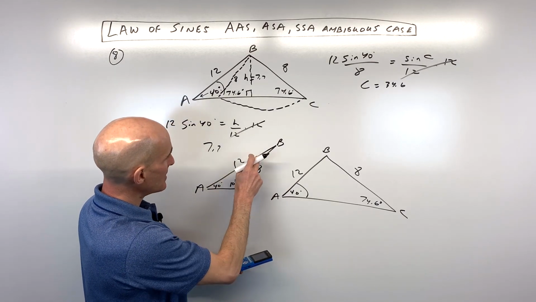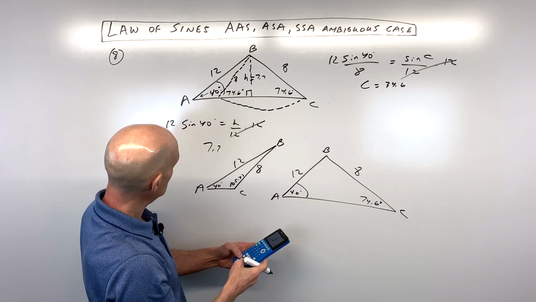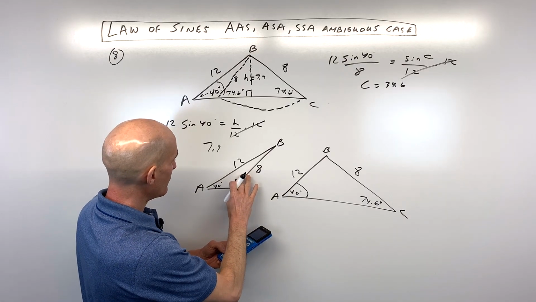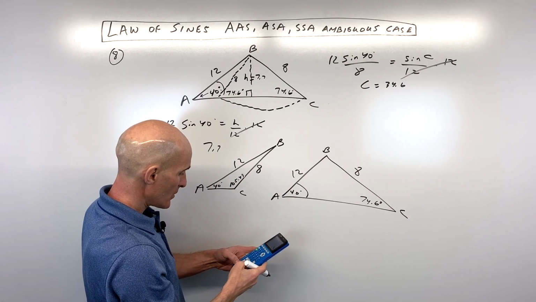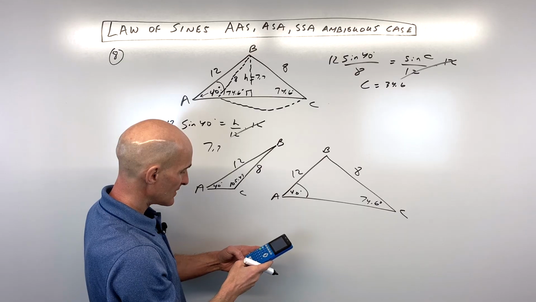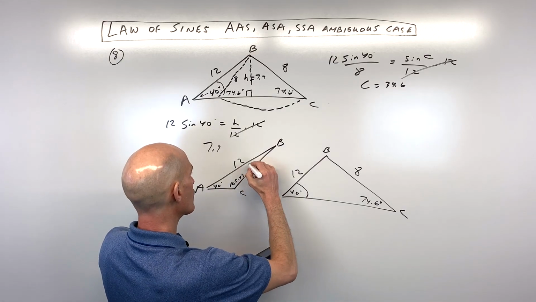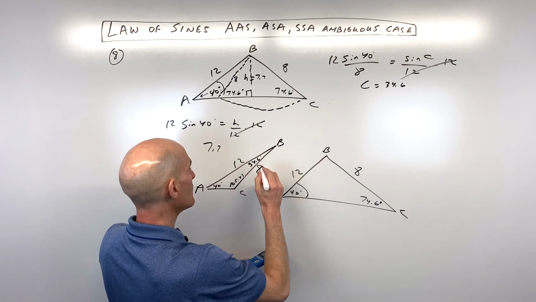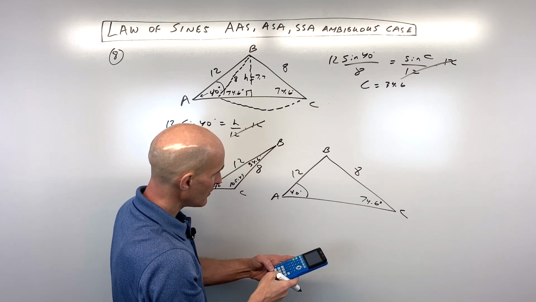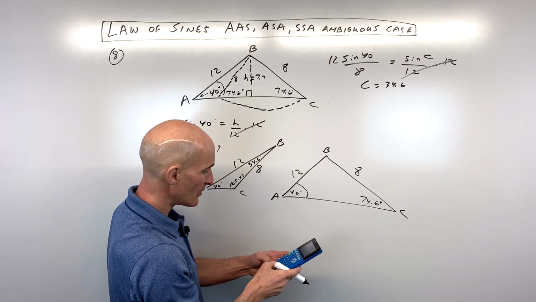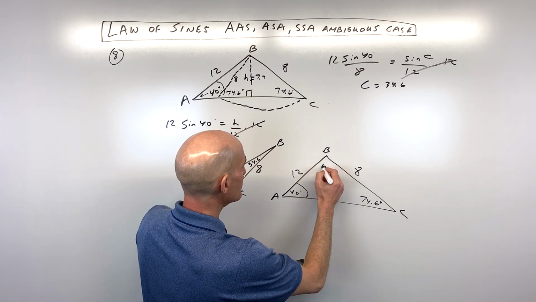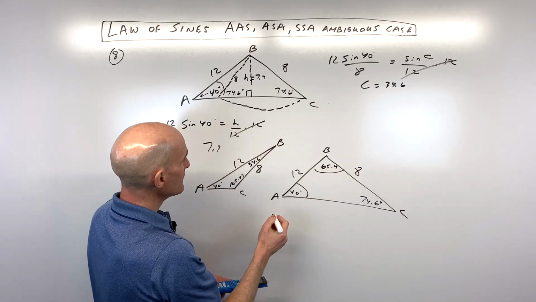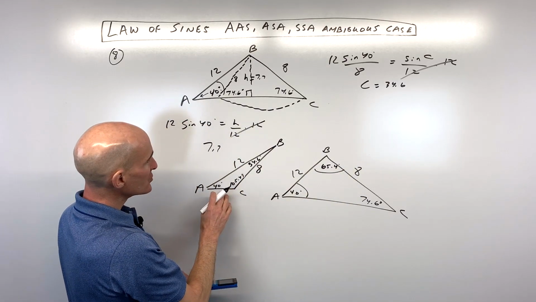So now if we add these up and subtract from 180, 105.4. So that's 40 plus 105.4. Take that away from 180. We're getting 34.6. And over here we have 40 plus 74.6, and take that away from 180. We've got 65.4 degrees. Okay, now all we have to do is solve for side B.